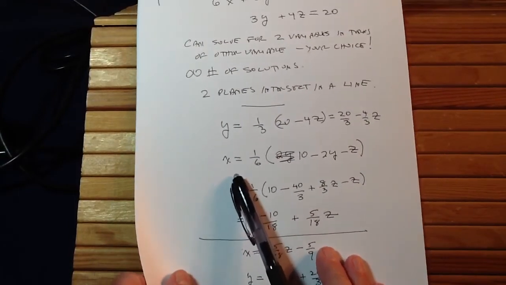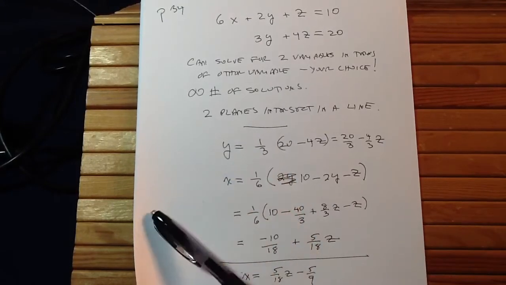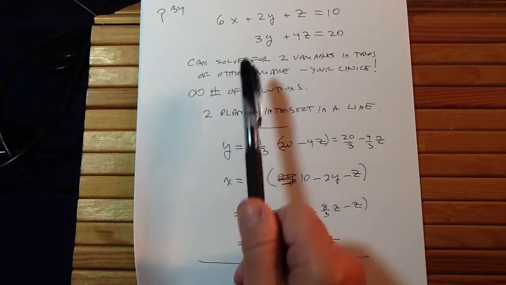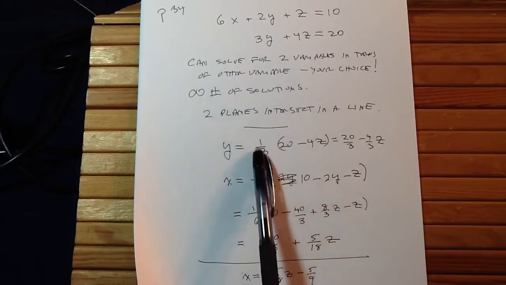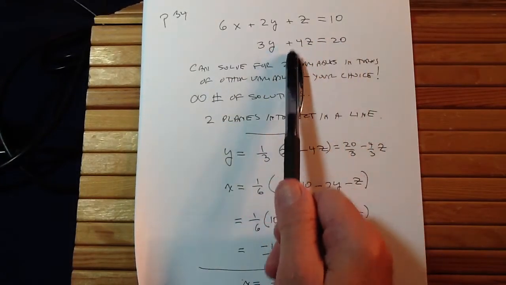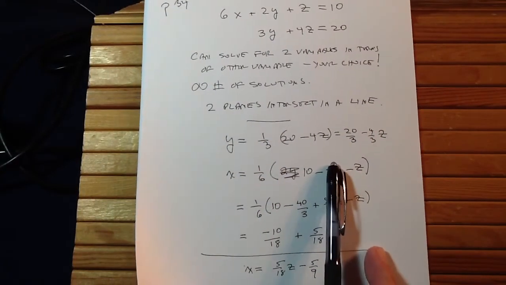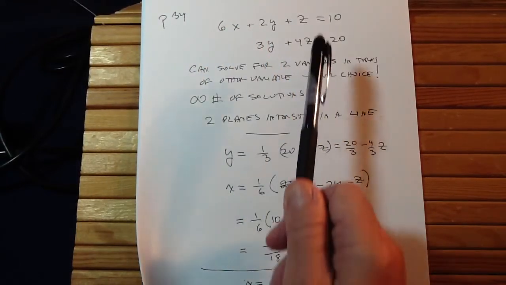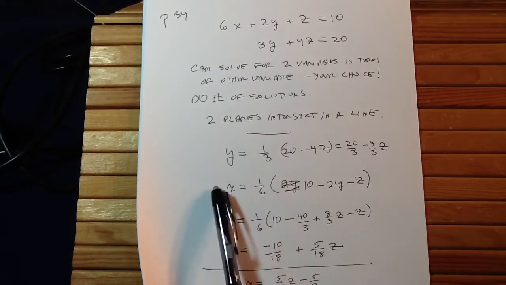Now, he used matrices to do this, and I just do it with simple algebra. I'm going to use z as the variable that I'm going to let vary. So I'm going to go up here and take this first equation, solve for y, and that's going to give me 1/3 of 20 minus 4z. I transfer the 4z, divide by 3, there it is, or 20/3 minus 4/3 z. Then I go up and take the top equation. I take x, and I take 10 minus 2y minus z, and then multiply both sides by 1/6.